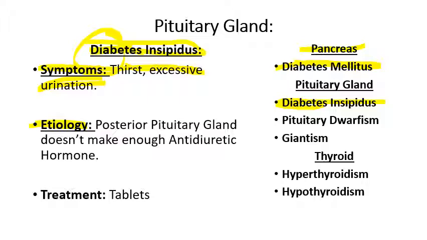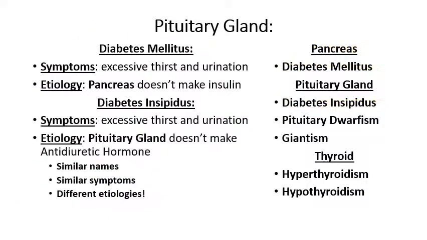The etiology of diabetes insipidus is that the pituitary gland doesn't produce enough antidiuretic hormone, and you treat that by taking vasopressin tablets, antidiuretic hormone tablets. All right, so diabetes mellitus and diabetes insipidus have similar symptoms, but different etiologies. Similar names, similar symptoms, different etiologies.